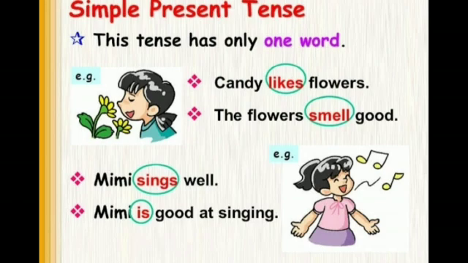Here, in the word likes, S is added to the word like. Then, Minnie sings well. That means Minnie is good at singing. Here, it shows the singing of Minnie. So, here we are adding S to the word sings. So, we can say that only one word, S, is added to make it simple present tense.